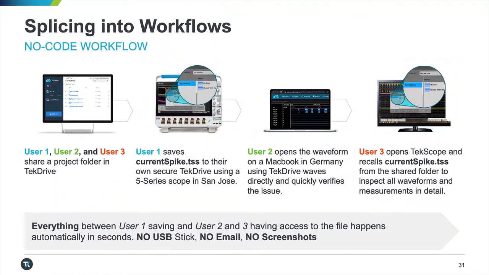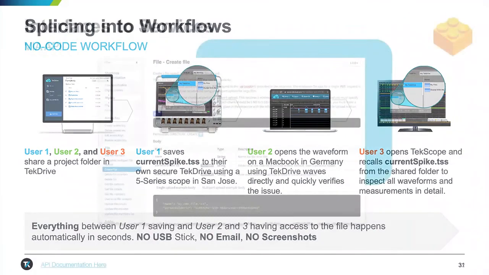It leverages some of the same graphing technology that you just saw in the initial state technologies. And then let's say user 3, again in another location, can quickly download current spike into TechScope and analyze and measure with the full glory of all the data, just like as if he was on the scope. Everything between user 1, 2, and 3 is automatic. It doesn't require USB sticks, no email, no screenshots, and it's the full data. It's not just a picture of the data.